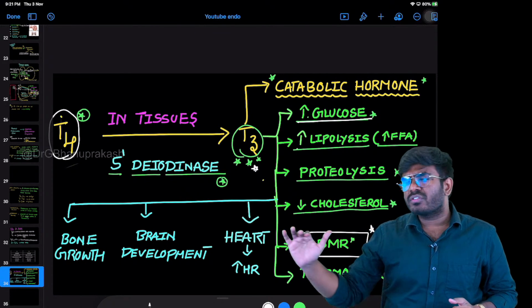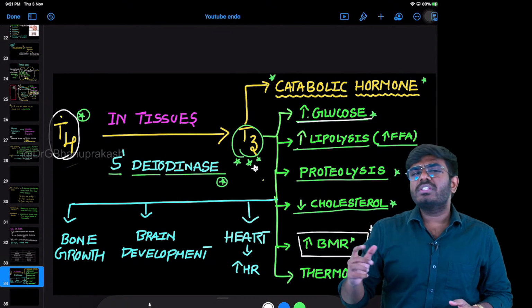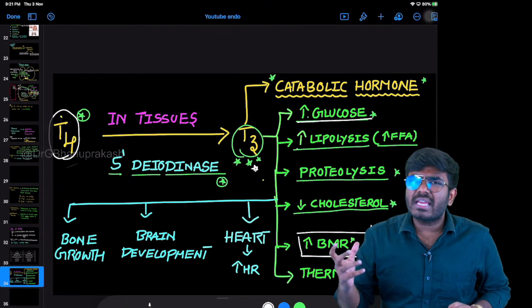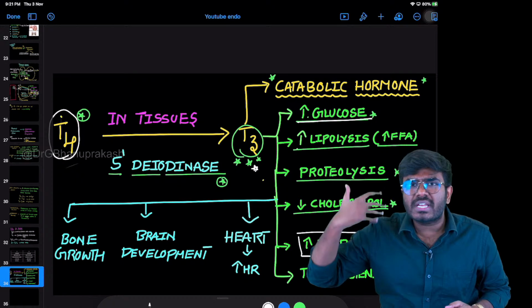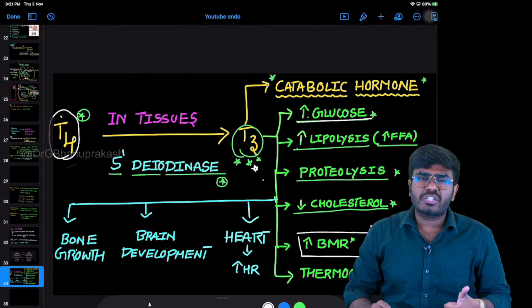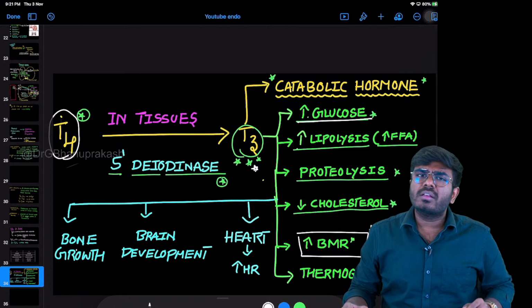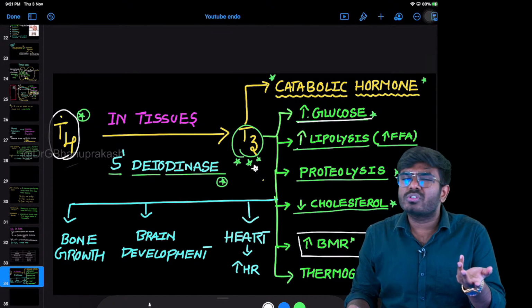For example, imagine that there was one female who is not working much. Now her basal metabolic rate, how many calories does she need to maintain the homeostasis in her body? All the metabolic reactions, maintenance of the body temperature, every function. Her basal metabolic rate will be somewhere around 2500 or 2700.